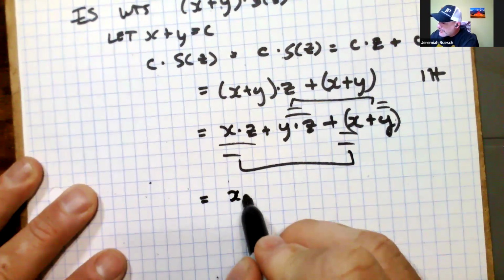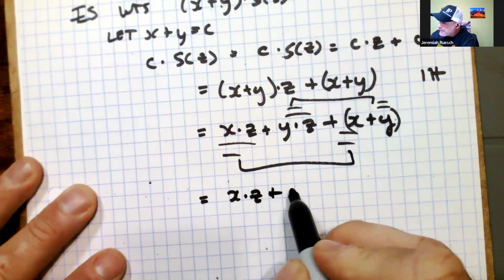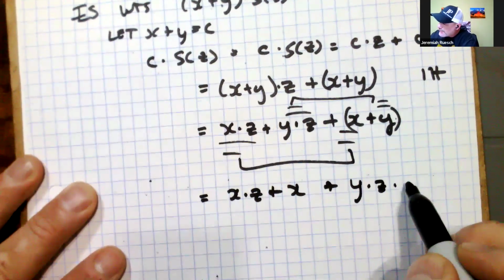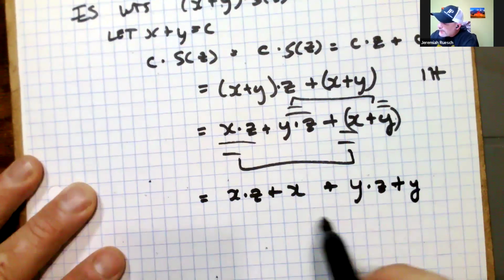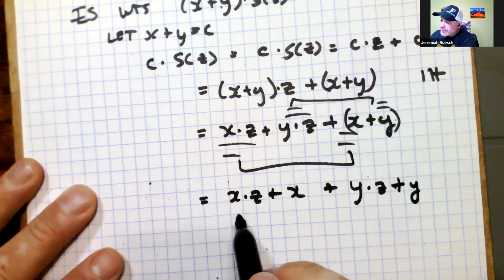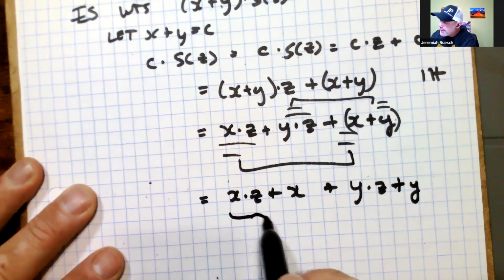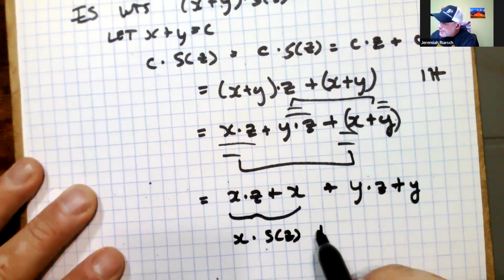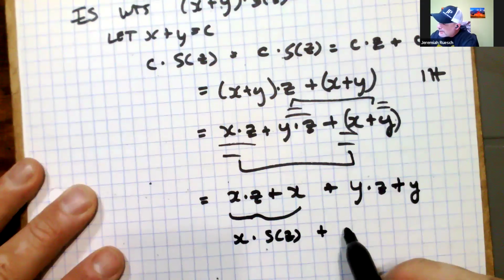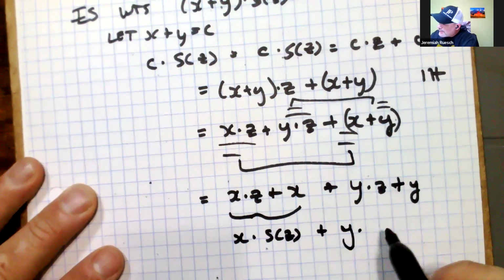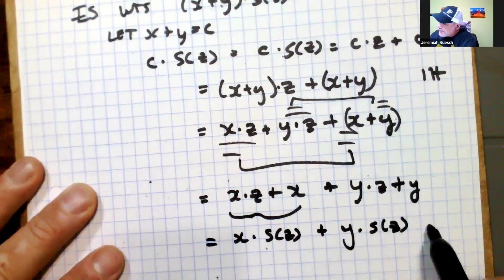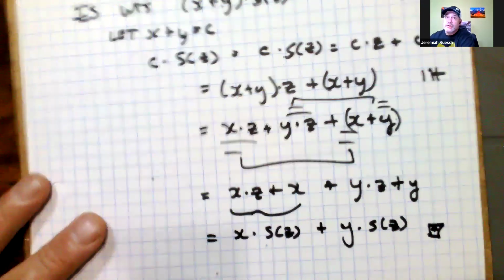And so I get x times z plus x here, and then plus y times z plus y there. And then by the definition of multiplication, M2, this is just x times the successor of z plus, and then over here I have y times the successor of z, okay, which is exactly what I wanted to show.